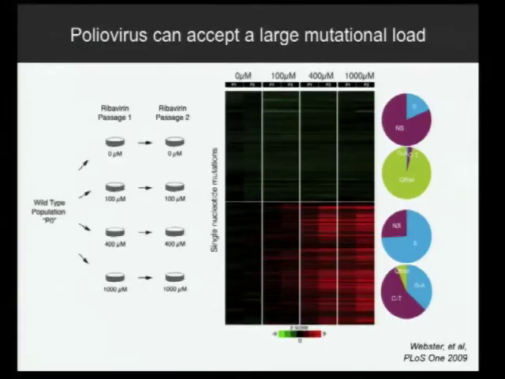But this slide actually shows something interesting. What we are doing here is taking poliovirus and passaging the virus in a mutagen, this nucleoside analog called ribavirin. And we do passage 1, passage 2 in no ribavirin, 100 micromolar, 400 micromolar, and 1,000 micromolar. And here we sequence the populations, and what it represents here is mutations that appear during these passages.